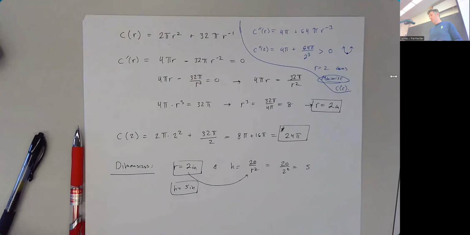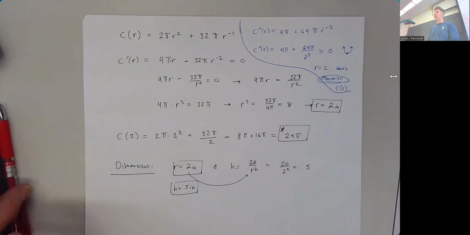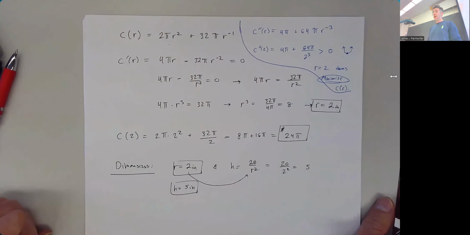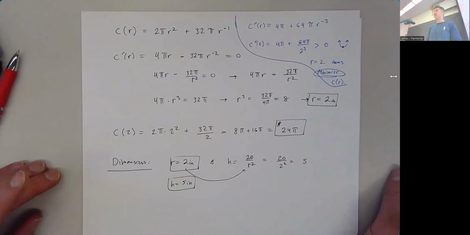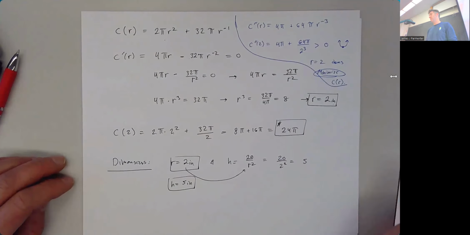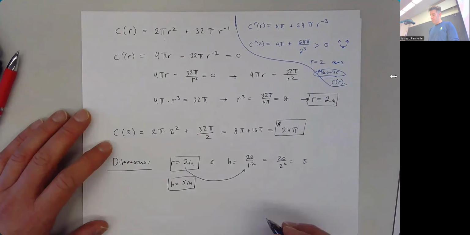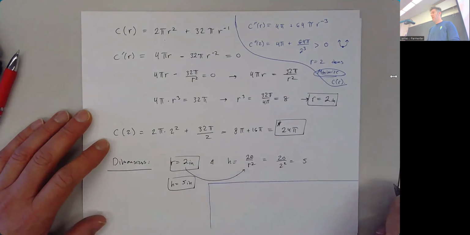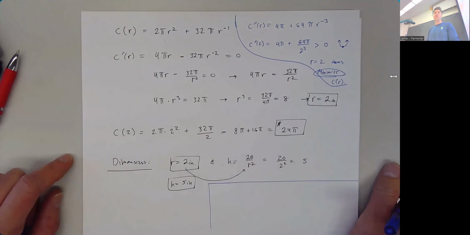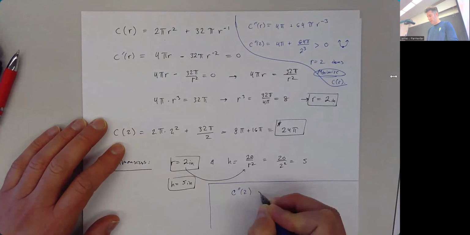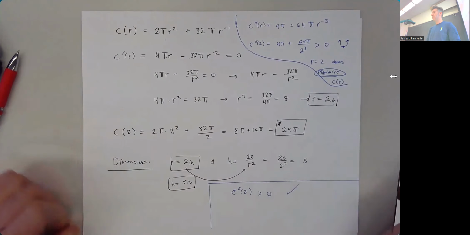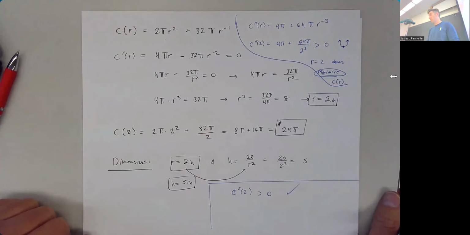Now, on an exam, the last thing I'll say today is, let's say you had little time. This is the only critical value you found, and you were supposed to check to see if it was a minimum. Well, here's the work I would do if I was trying to fake it. I know it needs to be a minimum, so I know the second derivative needs to be positive. So I would say, okay, great, C double prime of 2 is positive. Check. Without actually doing the work.